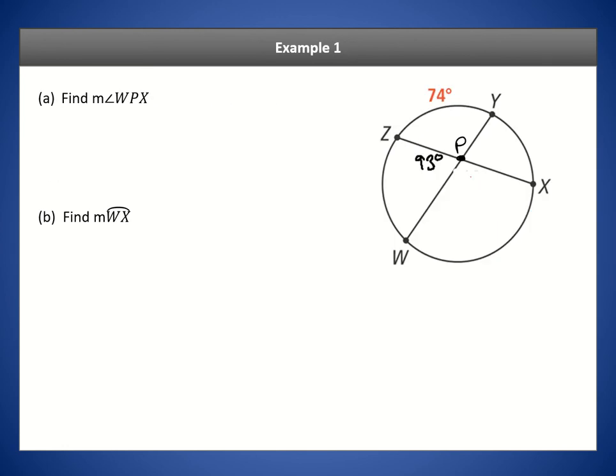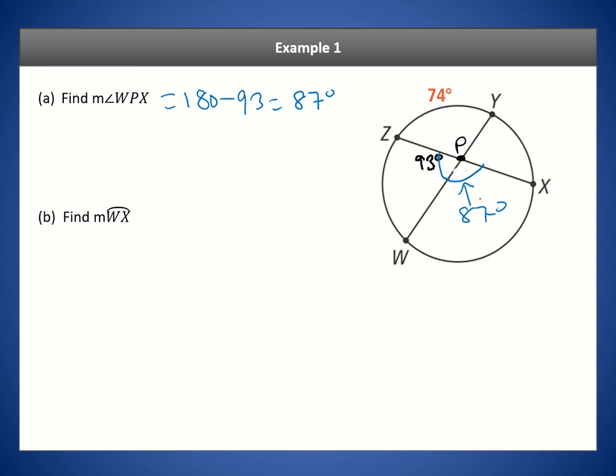So let's apply that theorem with a couple of examples here. So we're given angle ZPW, and we want to figure out WPX. Well, notice that these add up to 180 because they add up to a half circle here. So if I know this angle and I want to find this other angle, then I can subtract 93 from 180 to get 87 degrees. So now we know angle WPX.